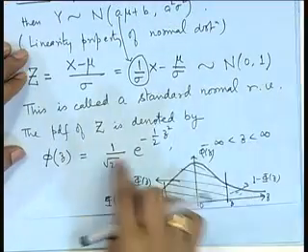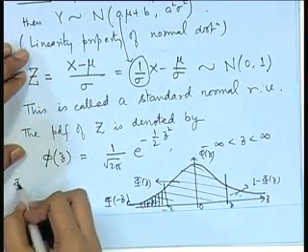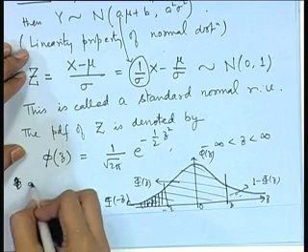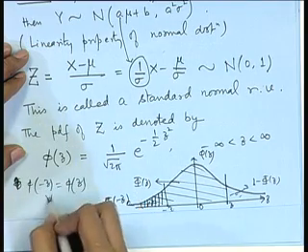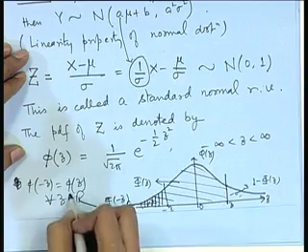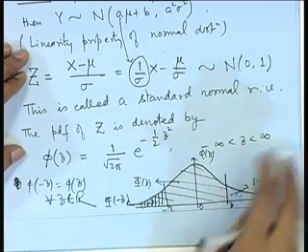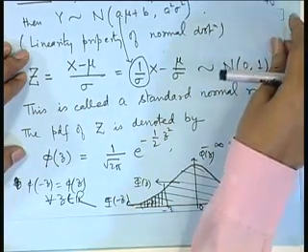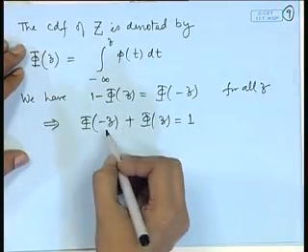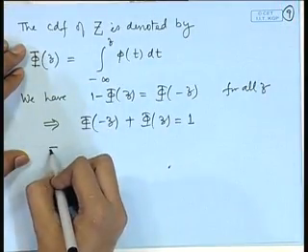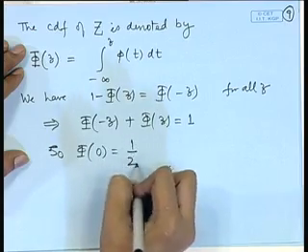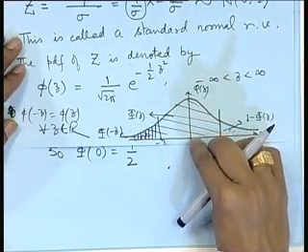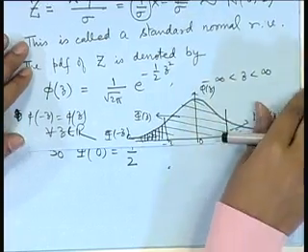And another thing, of course, we could have observed here is that small phi of minus z is equal to small phi of z for all z. That is because of the symmetry property of the distribution. In particular, we can put z is equal to 0, then this will give phi of 0 is equal to half, which is true because the median of the standard normal distribution will be 0.